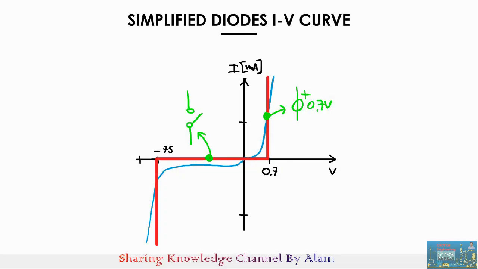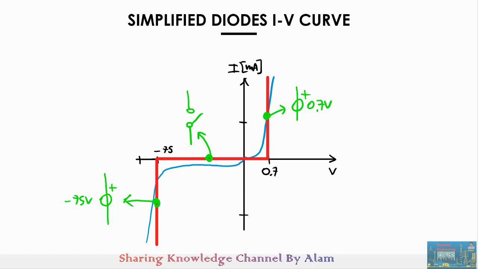The circuit used to approximate the diode when it's in the breakdown region is very similar to the one used for the ON region. The breakdown region is this one. The voltage is always equal to minus 75 volt and the current is negative. So the equivalent circuit is the following. Again, we have a closed switch in series to a voltage source. If we neglect the presence of the closed switch, we can just replace the diode with a voltage source equal to minus 75 volts.